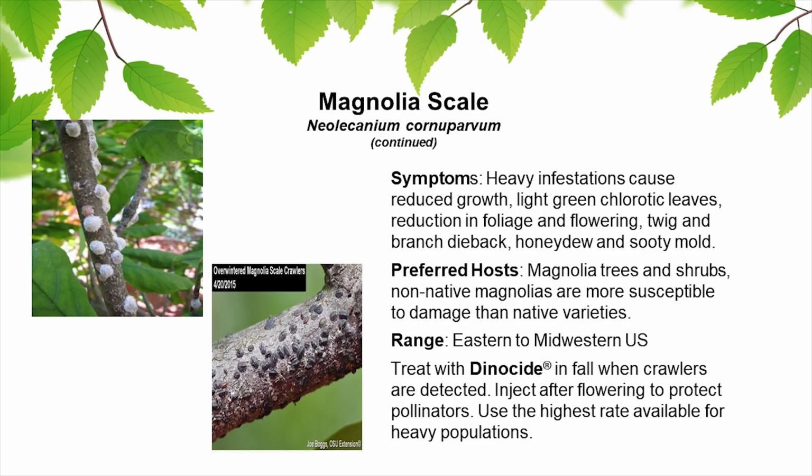Magnolia Scale can be controlled with the treatment of dinotefuran in fall when crawlers are detected. Inject after flowering to protect pollinators. Use the highest rate available for heavy populations.